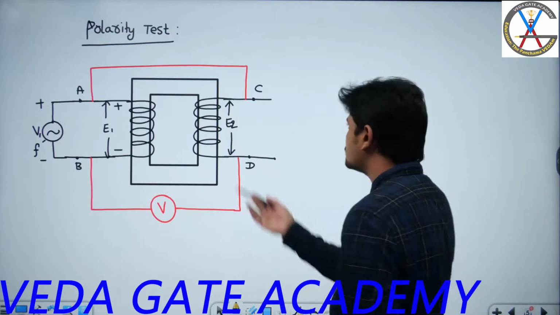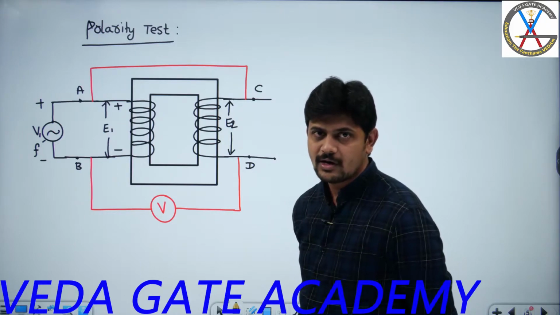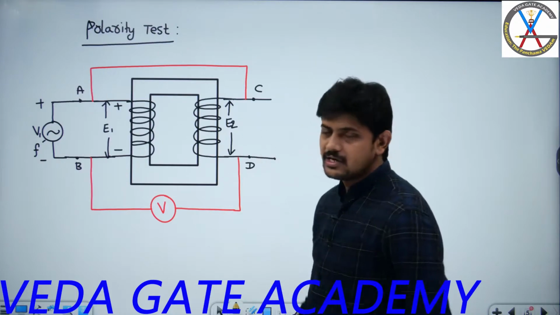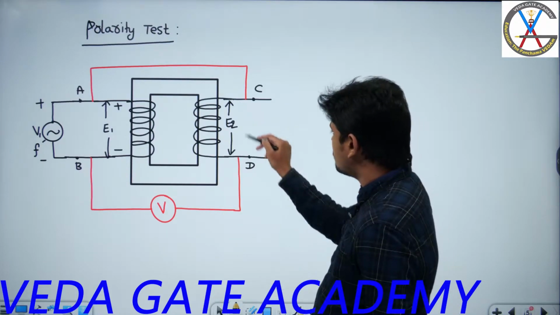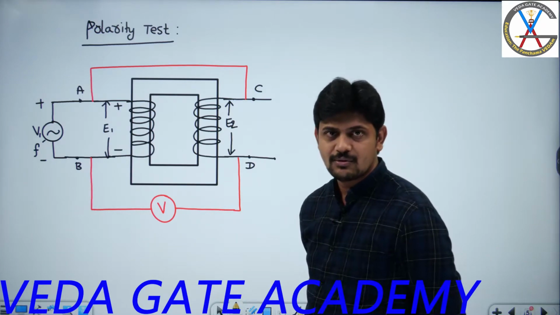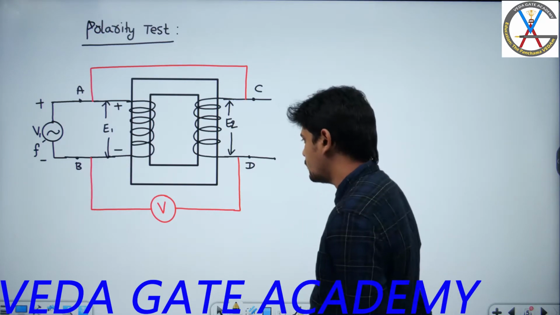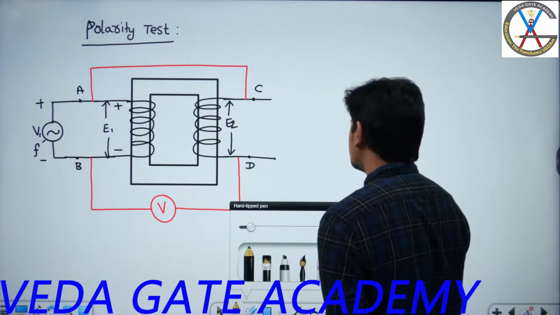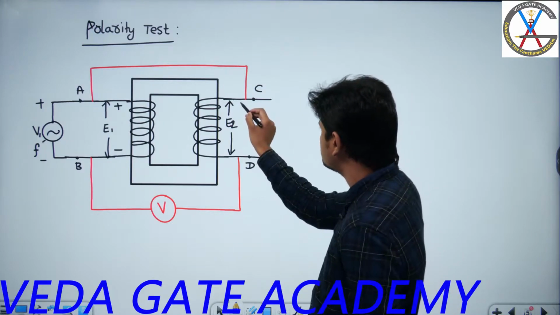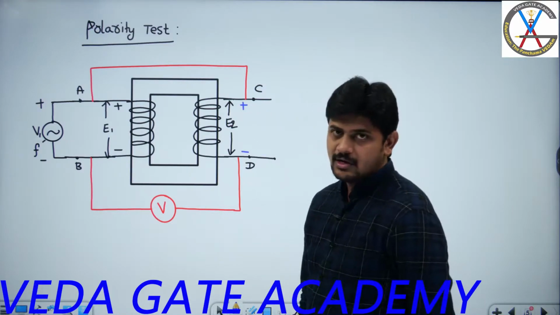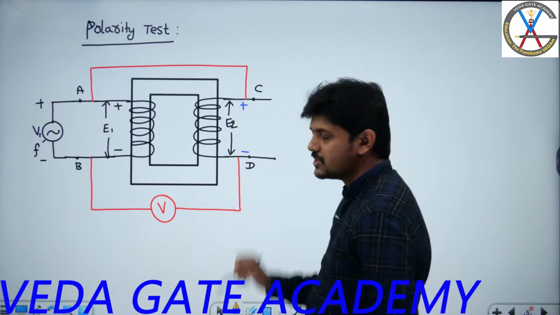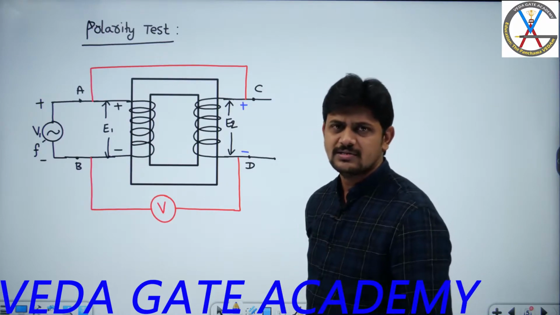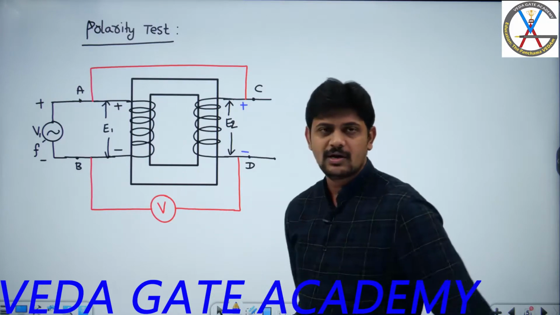But in this case, I don't know the sense of the winding, guys, how I have wound it. The only way is, based on this voltmeter reading, I need to understand whether this terminal C is positive with respect to D or negative with respect to D. What are the two possibilities I may get for this E2? The first possibility is C positive with respect to D. In the second possibility, C is negative with respect to D. That means C is negative, D is positive, right? So we will take both the cases and try to understand what the voltmeter reading is.